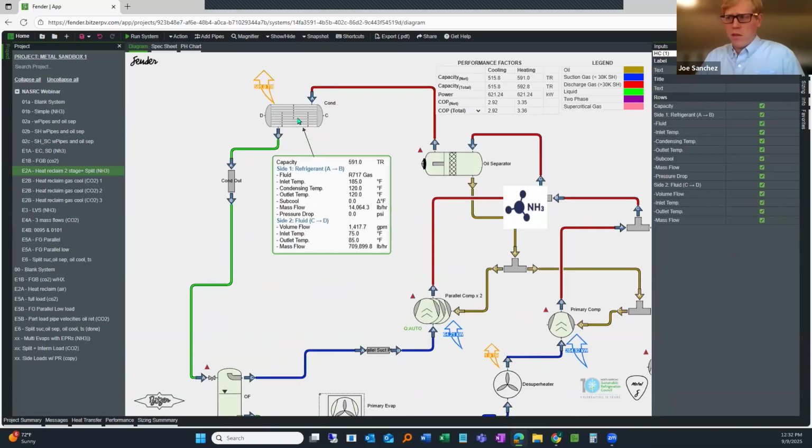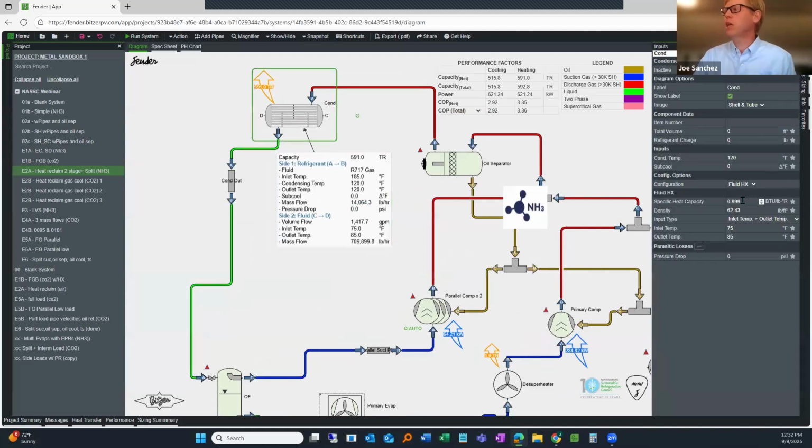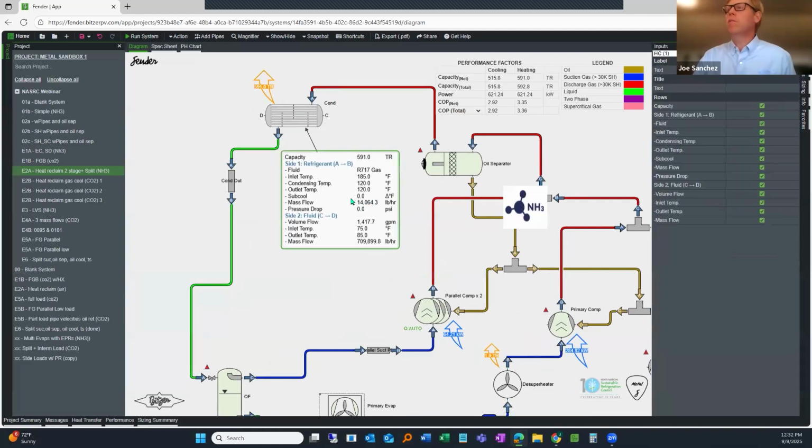By the way, this is not a known condenser. This is just a dummy. And this is all just based on using this capacity data and using fluid properties. So we know the specific heat of water, density of water. Then we can come up with all these other great calculations. And also play around with things.